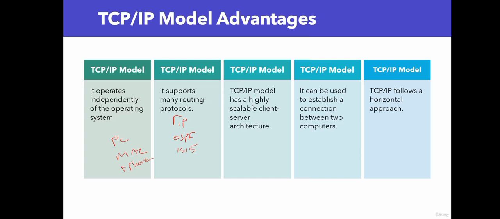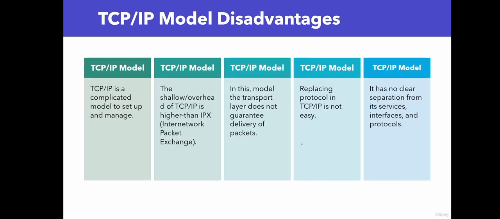The TCP/IP model is highly scalable, so it's good for client-server architecture. There's always a lot of back and forth between the client and the server that is synchronized with the TCP/IP model. And you can also use it to establish a connection between 2 computers. So you have one PC on your desk and another PC next to it. They will communicate using the TCP/IP model, absolutely no problem.